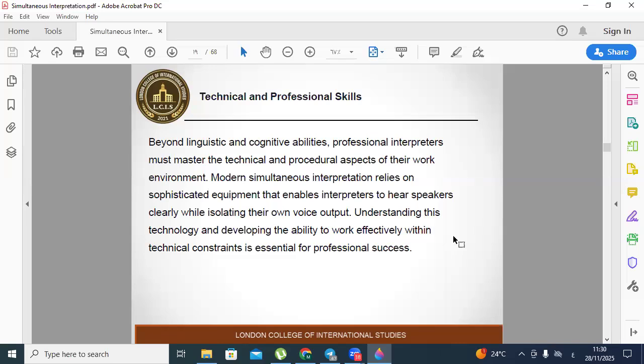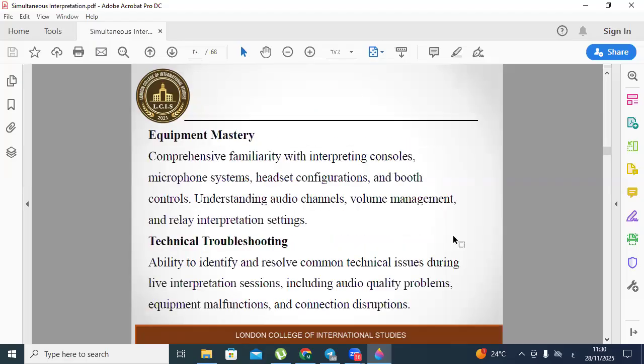You might be the most linguistically gifted and cognitively capable person, but if you can't operate the equipment or if you freeze under the pressure of working in a professional booth environment, you can't function as a professional interpreter. Now let's move to equipment mastery and technical troubleshooting.